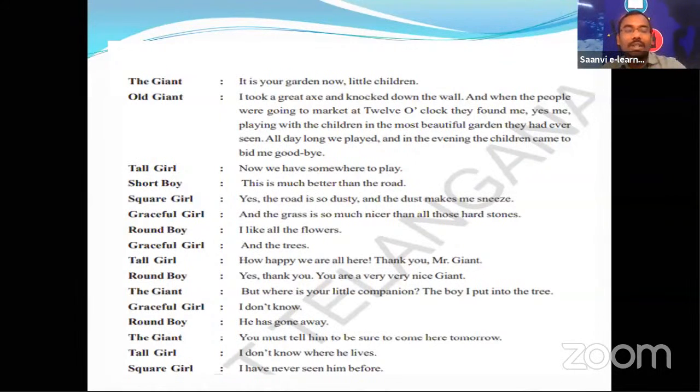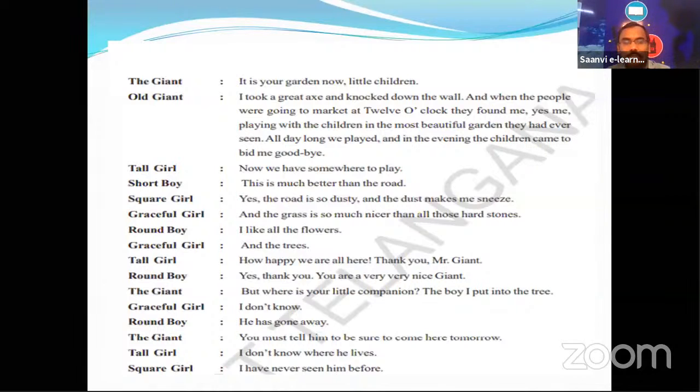When the giant drove them away from the garden, some of them might have started playing in the road, which was very dusty and full of stones. Then the short boy said that this is much better than the road. Square girl: Yes, the road is so dusty and the dust makes me sneeze.